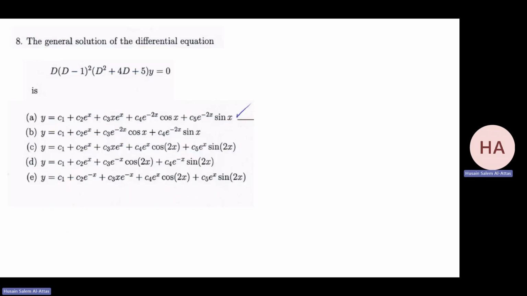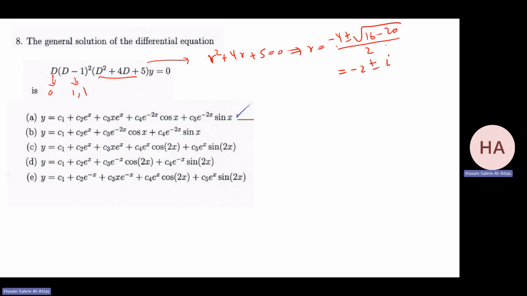So this is my answer. The general solution of this, zeros, I have 0, 1, 1. This one I need to solve it. r squared plus 4r plus 5. So I have r equal what? Minus 4 plus or minus square root of 4 squared, 16 minus 20, over 2. So it's minus 2 plus or minus i.